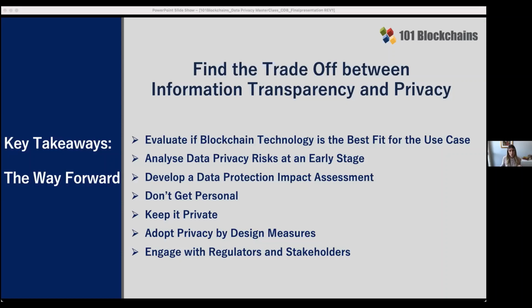The first takeaway on my side is that it is important to evaluate whether blockchain is really the right technology for the use case. So we need to start from the use case to see if this is the right technology to achieve the objective, the purpose of our project. And then analyze from an early stage the data privacy risk and develop a data protection impact assessment. Really, risk management is a tool. Another tool for risk management is represented by this data protection impact assessment.